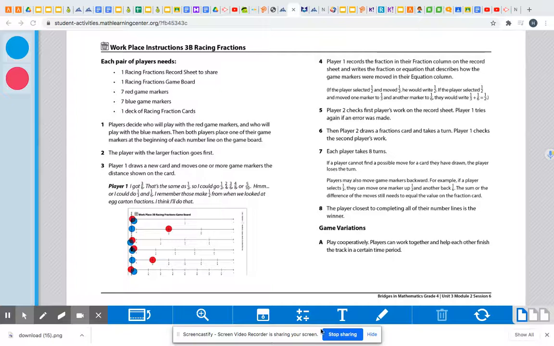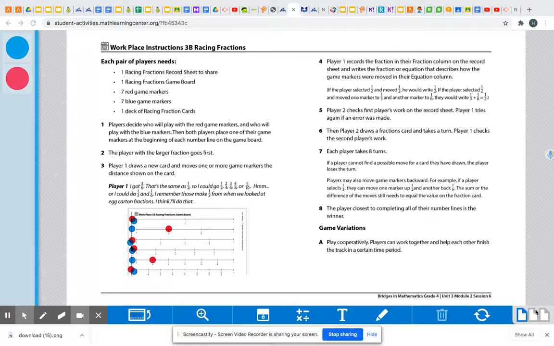Hey boys and girls, I'm going to show you a new workplace game to play today, and this is called Racing Fractions. You can carefully read over the instructions on your own, but I'm going to give you a quick summary and the object of the game. This game is going to help you think flexibly about fractions. It's going to help you with equivalent fractions and adding fractions.